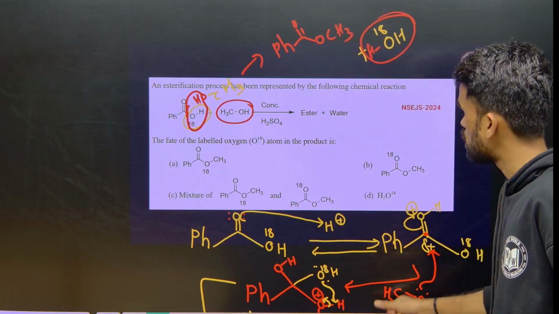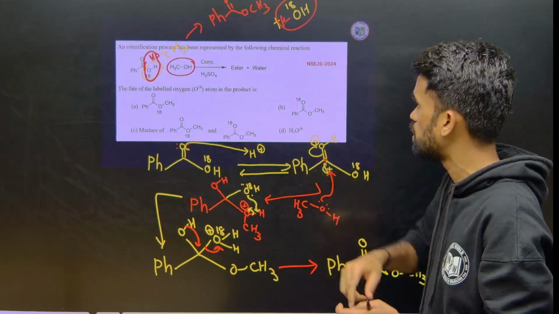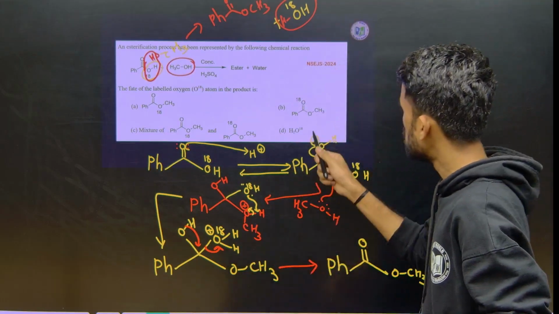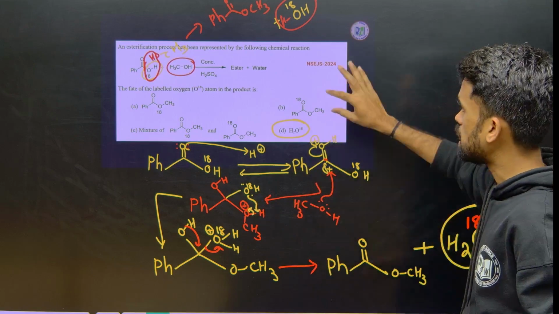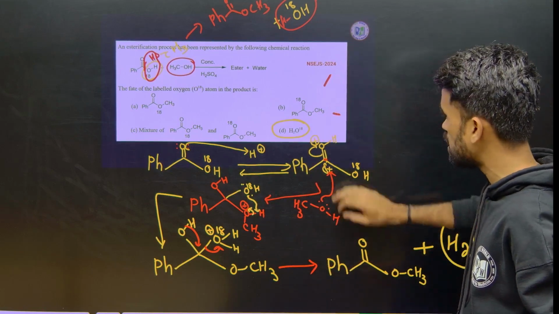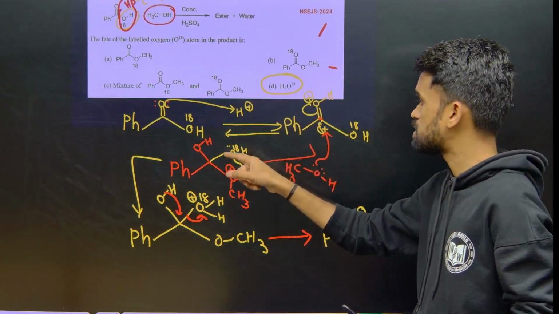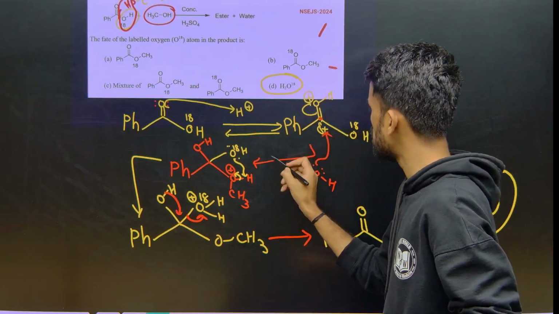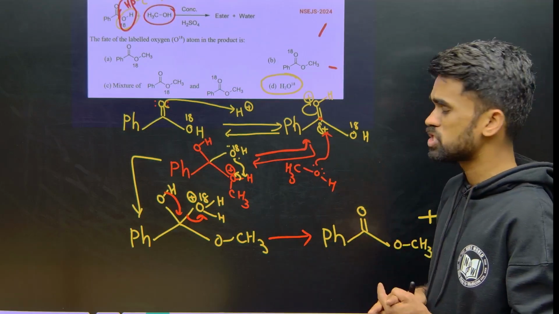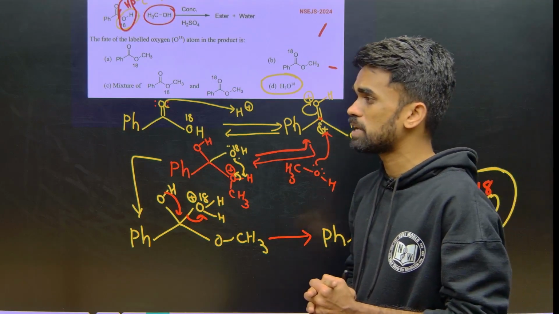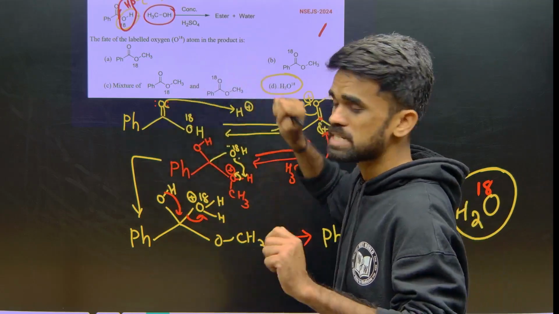So what is your product here? The fate of the labeled oxygen O18 atom will be in the water product. So option D is the answer. D is H2O18. Hope every step is clear. Is every step clear now? Yes. All steps you need to represent like this, because it is a reversible reaction, and the microscopic reversibility rule is satisfied by this particular esterification reaction.